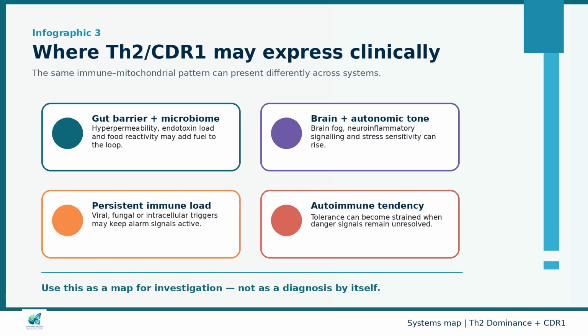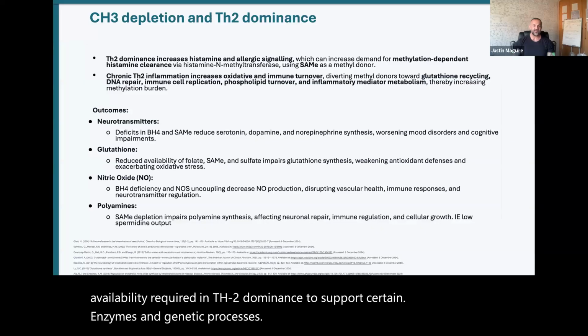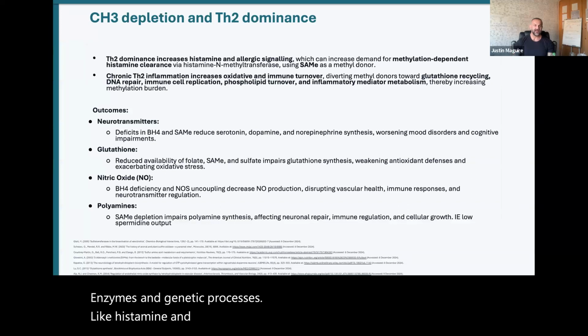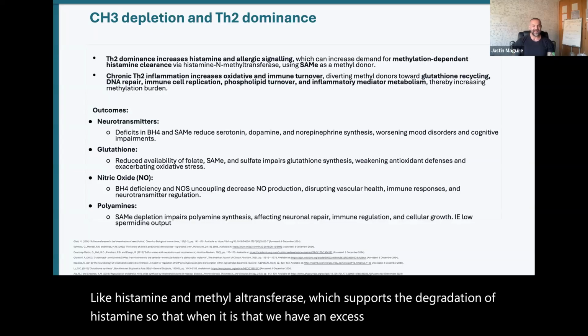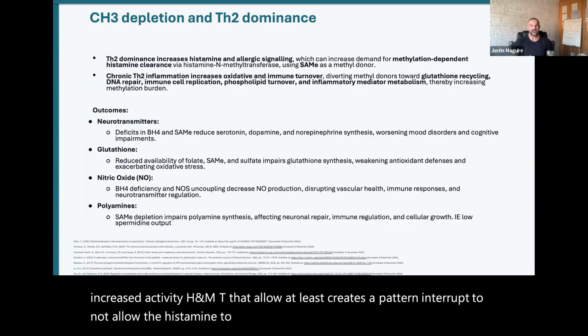balanced homeostasis. When we find ourselves in a methyl deficient state, we may not be able to produce enough glutathione, as an example, which can lead to an excess of toxin accumulation. Not only that, but it can also lead to poor precursor availability required in Th2 dominance to support certain enzymes and genetic processes like histamine N-methyltransferase, which supports the degradation of histamine, so that when we have an excess of histamine, increased HNMT activity at least creates a pattern interrupt to not allow that histamine to create further leakiness and inflammation in the body.